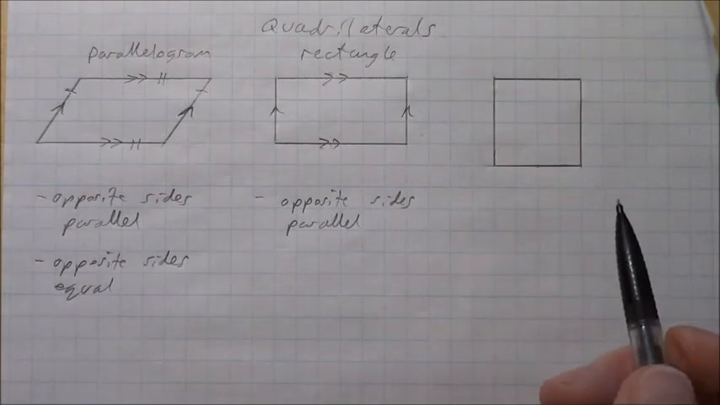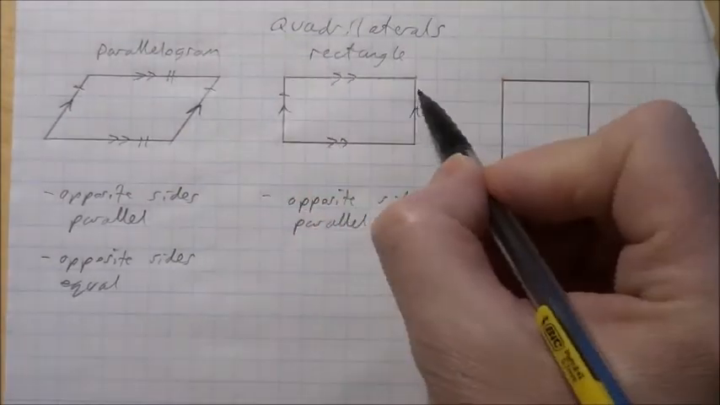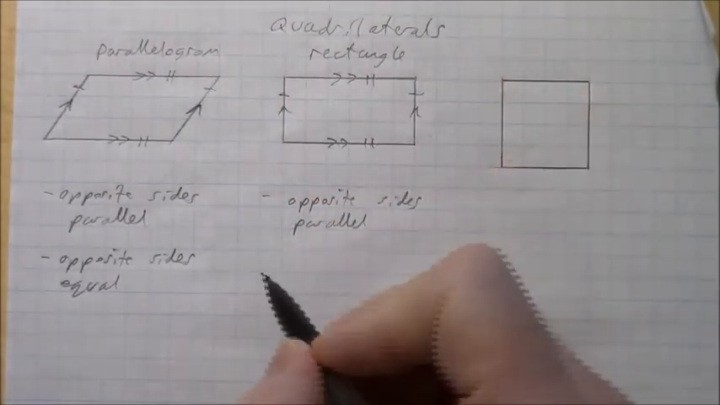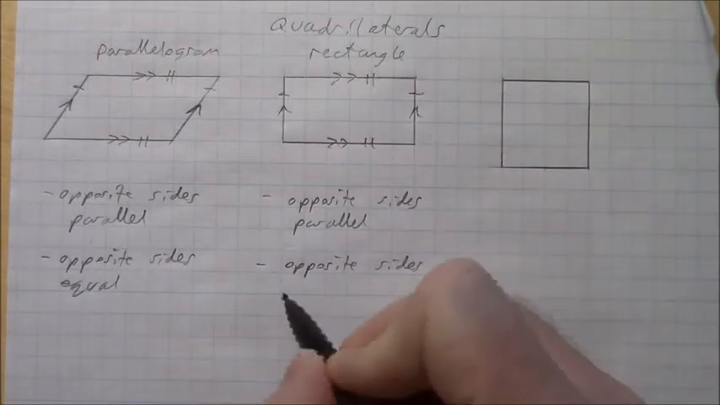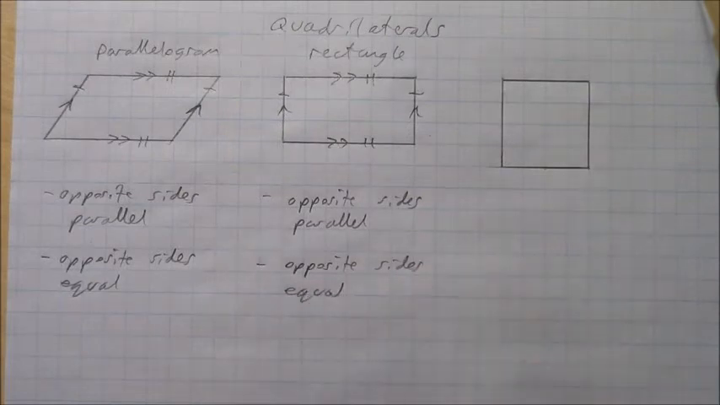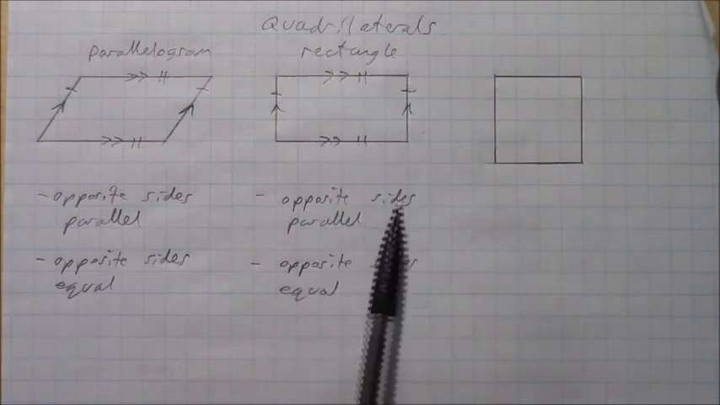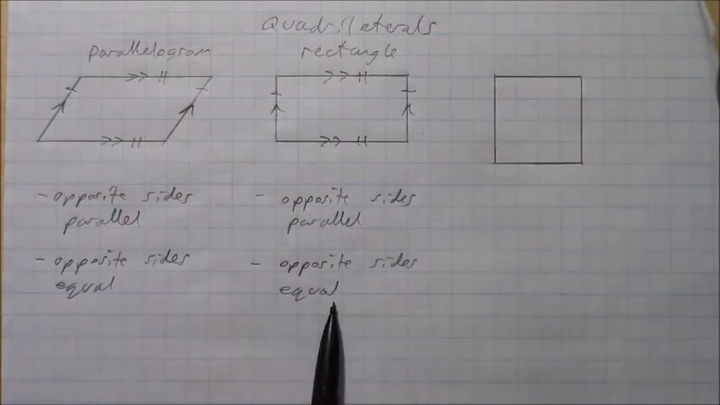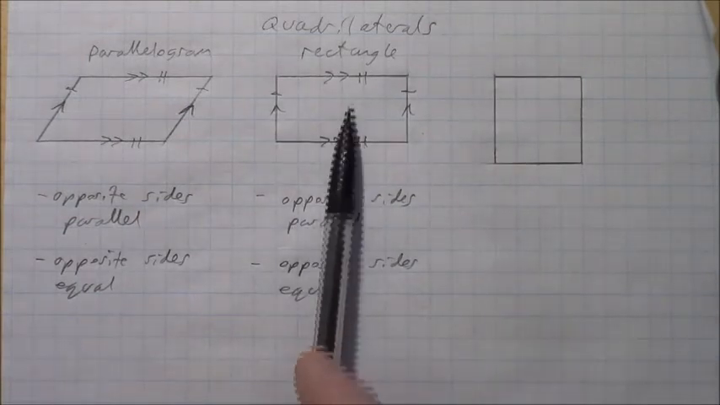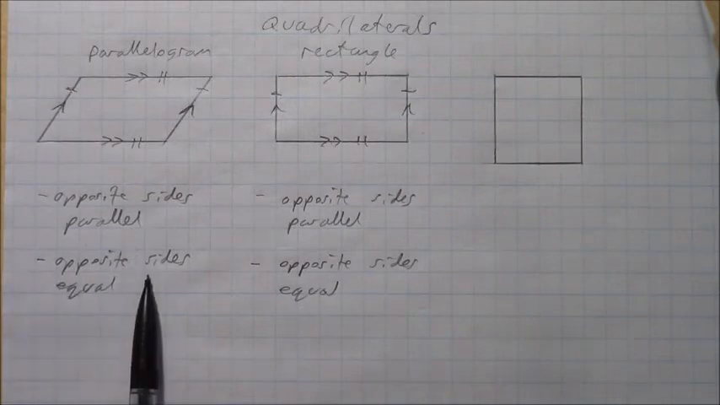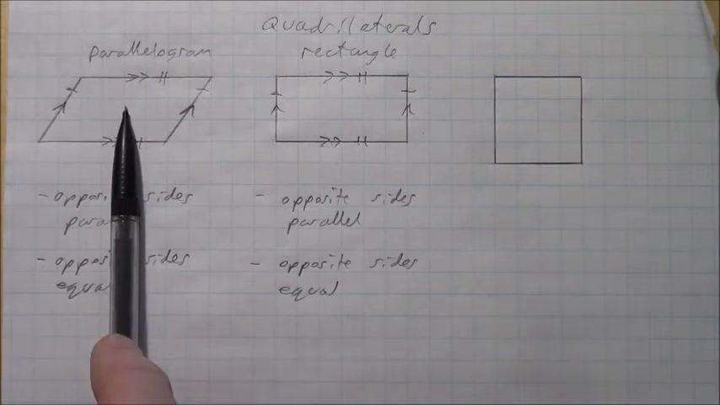The other thing we note from our knowledge of rectangles is that opposite sides are equal in length. So if the opposite sides of a rectangle are parallel and equal, and these two properties are the same as the properties of a parallelogram, that tells us that a rectangle is in fact a parallelogram.